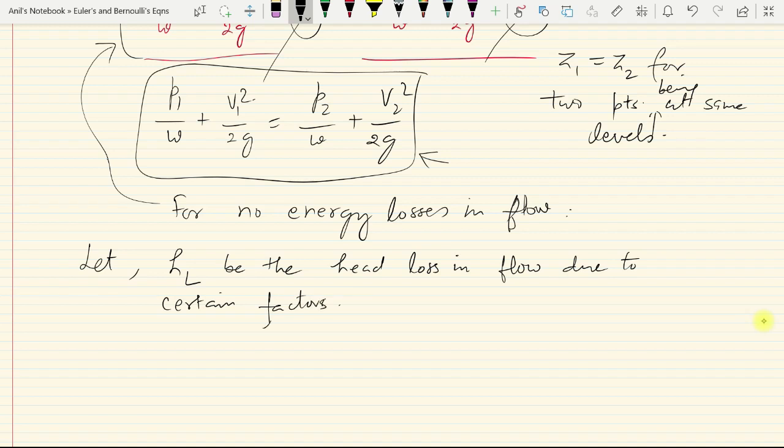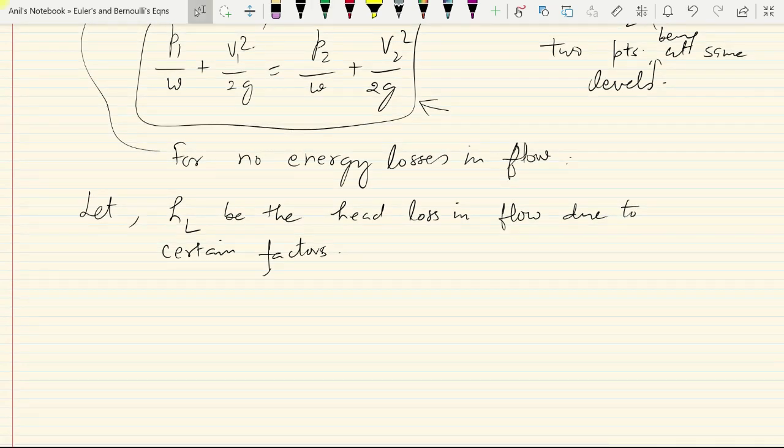These factors can be like friction between liquid and walls of the pipe, or sudden bends in the pipe due to formation of turbulence, eddies, vortices, etc. There can be some pipe fittings which are blocking the flow at some places. So sometimes there is heat generation due to high velocity, and let us say that loss is HL.